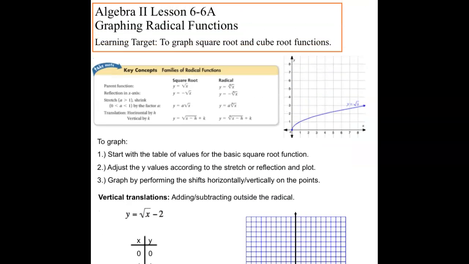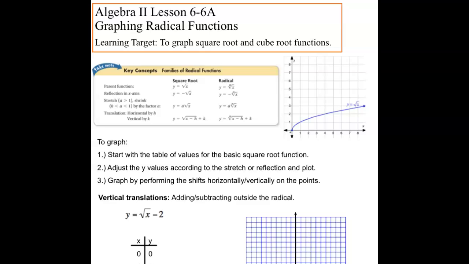Good morning. Today we are going to start looking at section 6.6. We are working on graphing radical functions, and the target for this section is to graph square root and cube root functions. Today we're going to focus on the square root graphs.